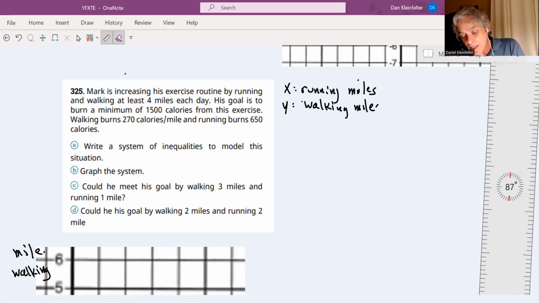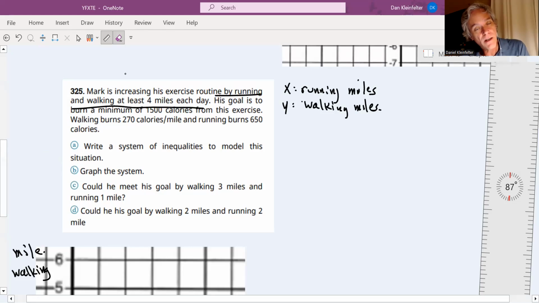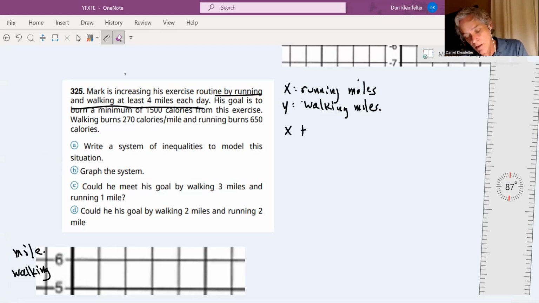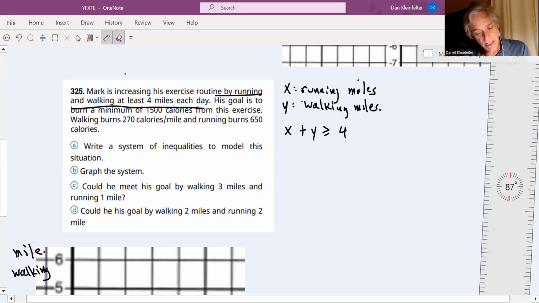Okay, so now we need to start making up some inequalities for this. First of all, he's going to run and walk at least 4 miles each day. So I don't think that means that he's running 4 and walking 4. I think that means together he is to run and walk at least 4 miles. So let's make x plus y greater than or equal to 4. So that's our first inequality.